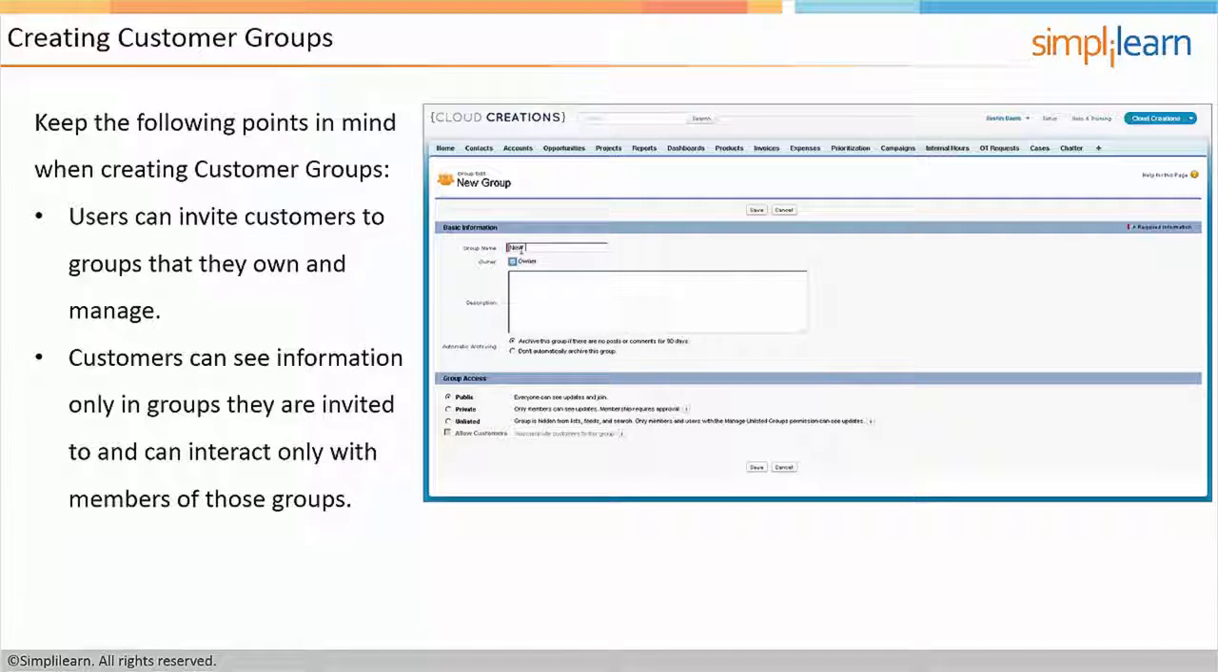So what this means is if you create a customer group and you allow others to join the group, you're only going to be able to see the information in that group. You're not going to be able to see any information outside of the group. However, if someone from the group posts some confidential information to the group, of course you're going to be able to see that as well.